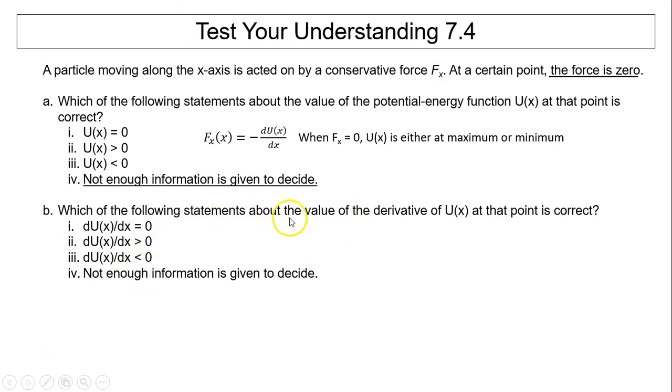Question B, which of the following statements about the value of the derivative of U(x) at that point is correct? So we know F equals 0, which tells us the derivative has to be 0. So the answer is 1.